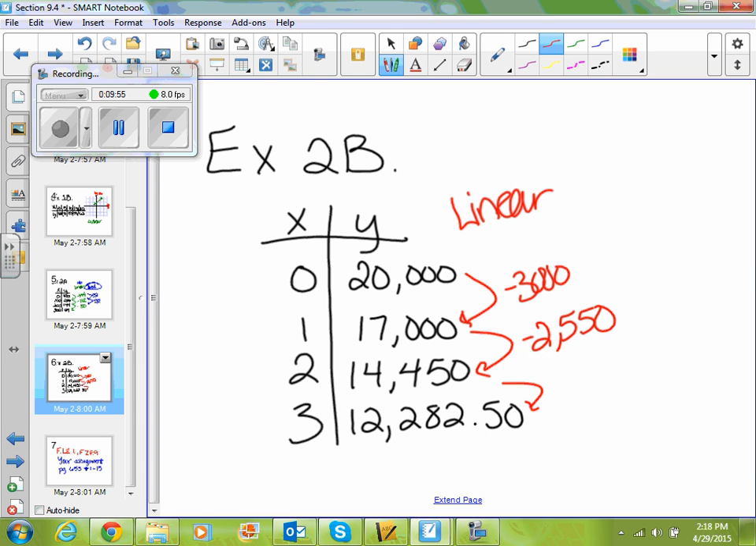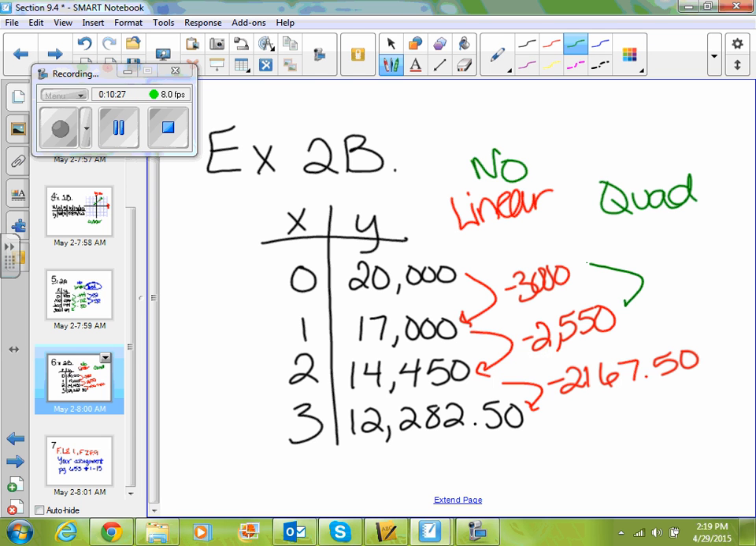The 2, 1, I'm not sure. Yeah, that looks right. So minus 2,167.50. Okay, so are these the same? No, so we obviously know it's not linear. What do we check next? The second one, which is called quadratic. So we'll check and see if it's quadratic.